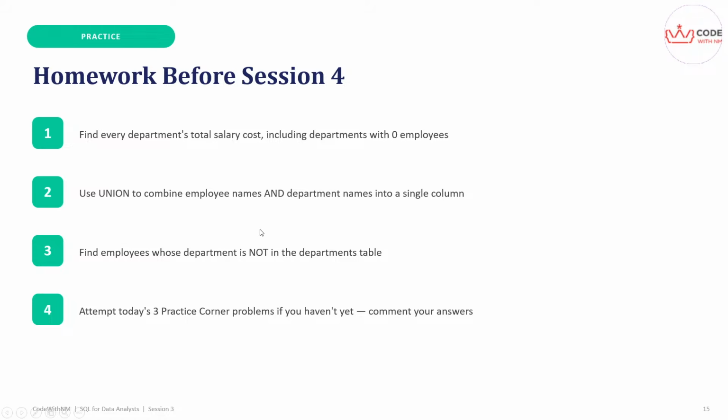Okay, the second one is use union to combine employees' names and department names into a single column. The third is find the employees whose department is not in the department table. If you want a hint, I can give you a hint. Reuse the missing data query from what I have taught in this live.